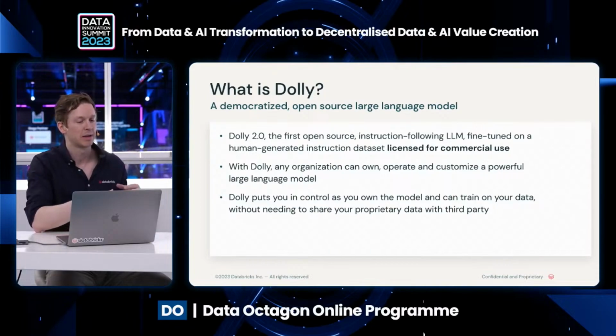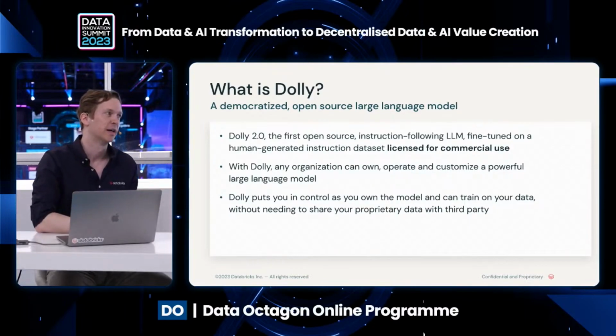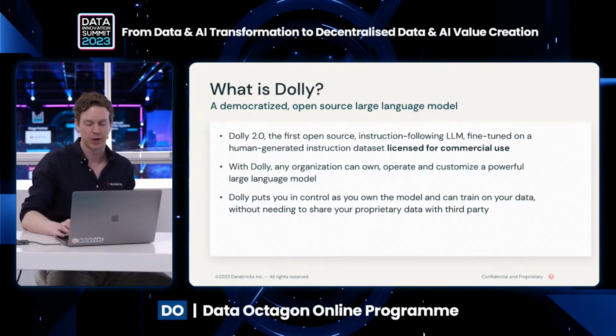And that means that, like with Dolly, every organization can now customize their own LLM, and then basically also control where the data goes. So you don't have to send your data to an external provider, and basically you know where the model is and where your data is here.